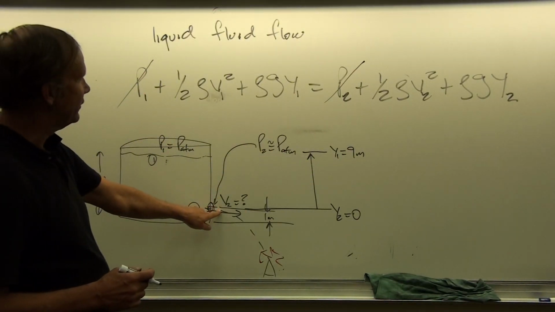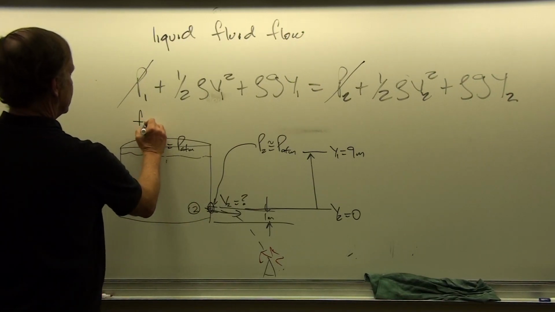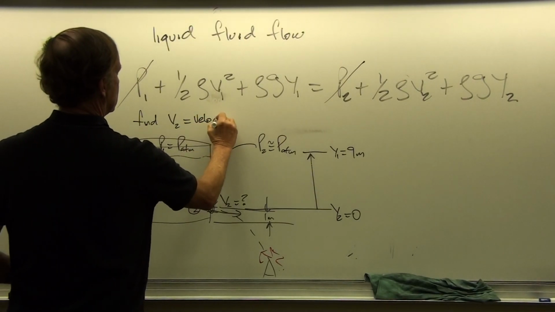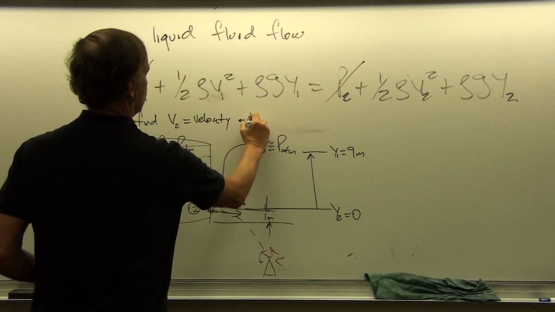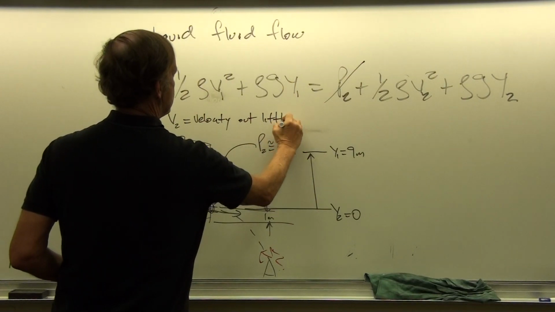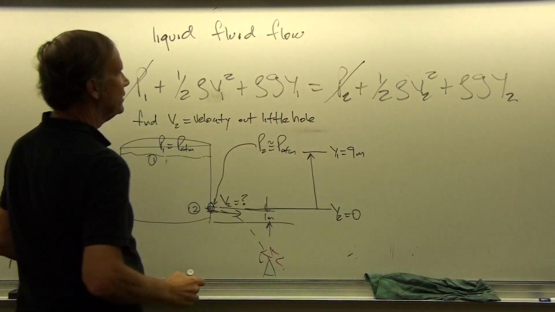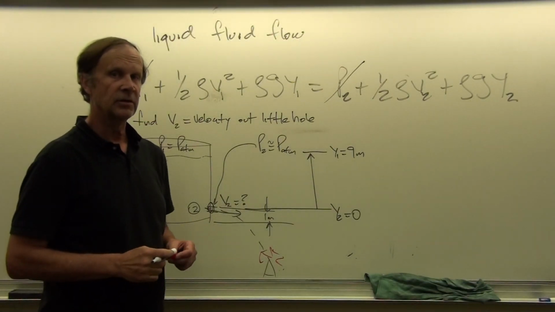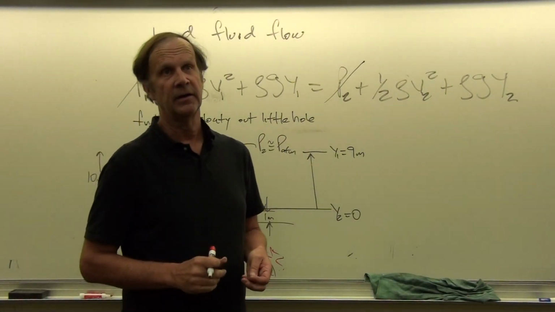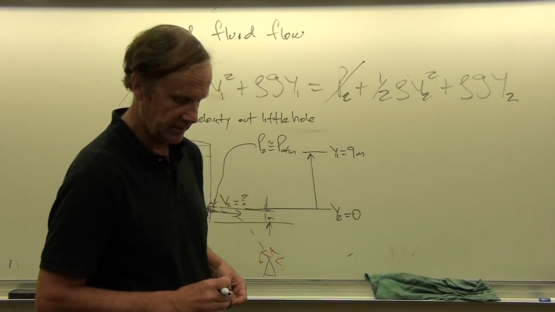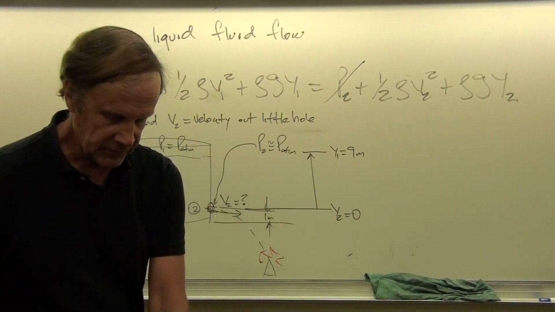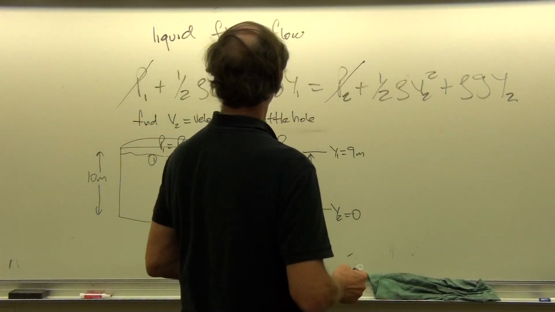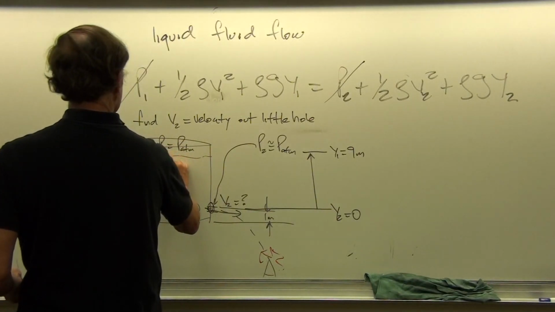Remember that our goal was to find V2, the velocity of fluid flow out that hole. Now, how little is the hole? Well, it turns out it doesn't matter in terms of the velocity. In terms of the flow rate, it does matter, but not in terms of the velocity itself. And so we can rewrite Bernoulli's equation now, but with V1 approximately equal to 0.